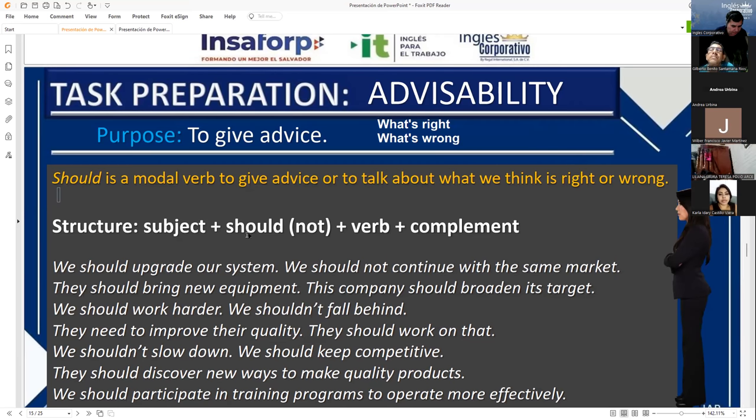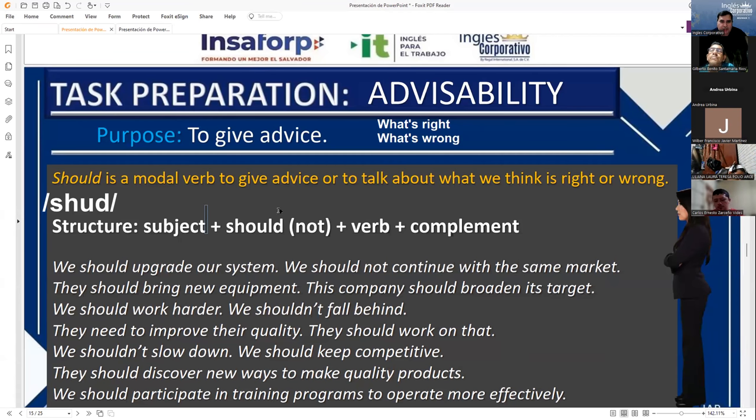My dear Nitos, for the people that have trouble saying the word should, check the pronunciation. I need to put it a little bigger, so you say, teacher, don't be exaggerated. I'm going to be exaggerated, yes. I think it's necessary to be exaggerated sometimes. So, should is a modal verb to give advice or to talk about what we think is right or wrong. What's right or what's wrong, right?